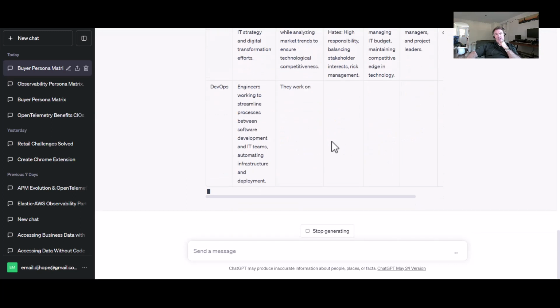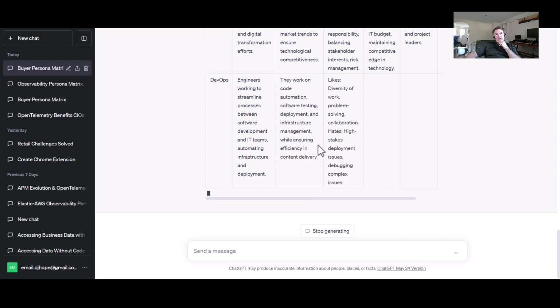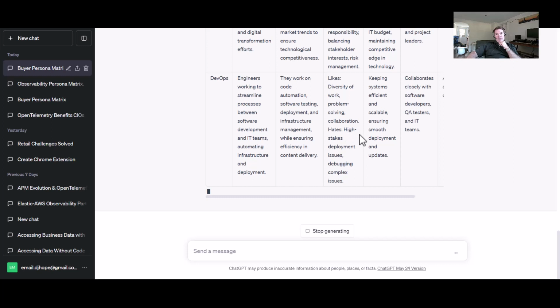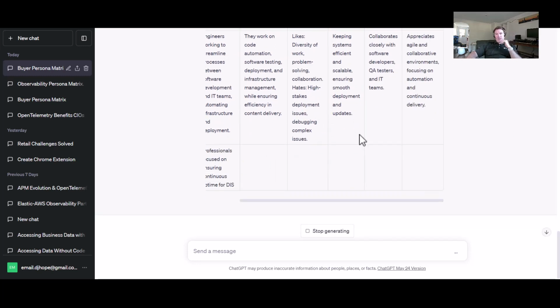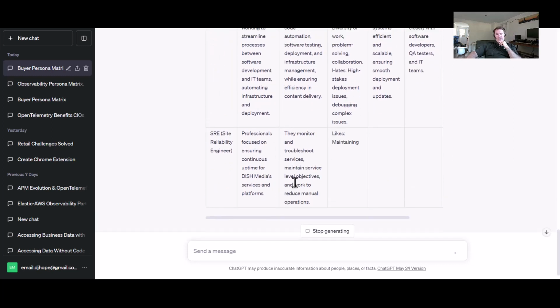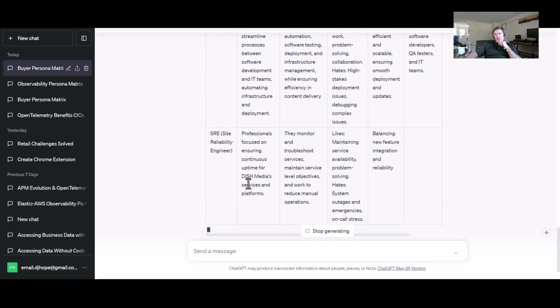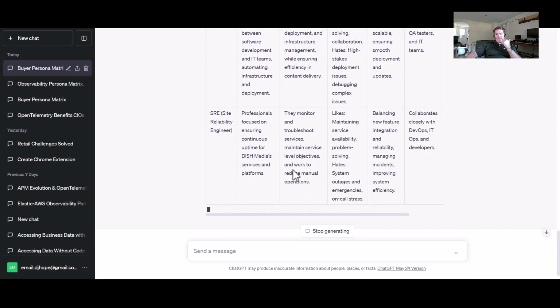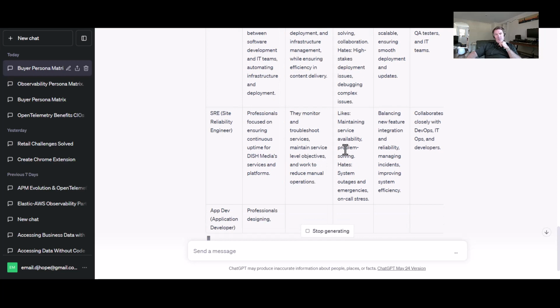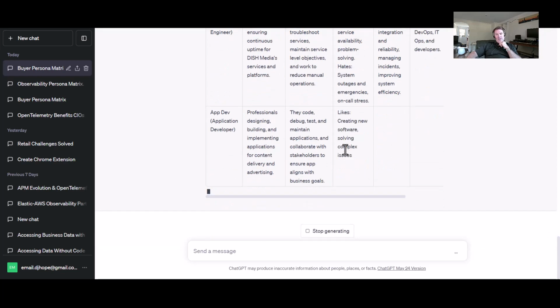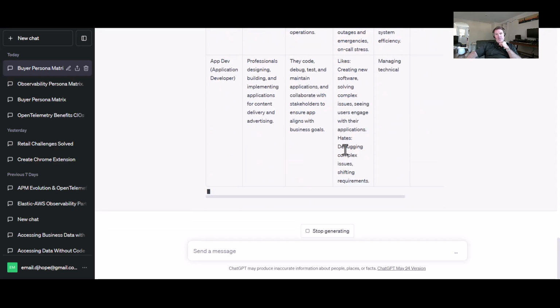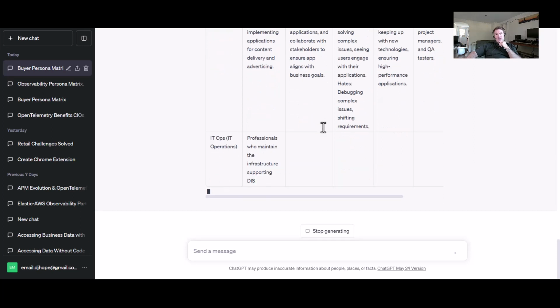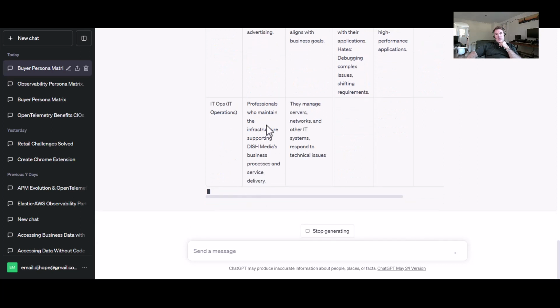Essentially it's now integrating little bits and pieces about things that Dish Media might actually care about into the matrix. Focused on ensuring continuous uptime for Dish Media services and platforms, for example. Ultimately, this is now getting a little bit more specific, which is nice. So this is helping me out with my meeting with Dish Media, with the personas that are going to be in the room, supporting Dish Media's business processes and service delivery, which is very important to Dish Media.